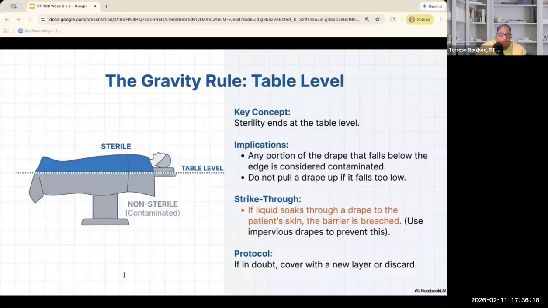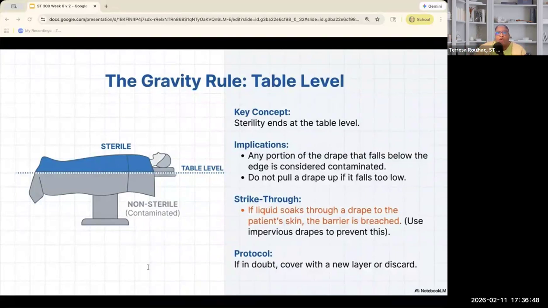We get to the gravity rule. Sterility has a physical boundary. Anything below the table is considered non-sterile and cannot be brought back into the sterile field. Now, hear me. When you get into your clinicals, just remember, per the book, you do not want to grab anything under your sterile table. Okay? I want you to think of gravity as that final decision maker in sterility.